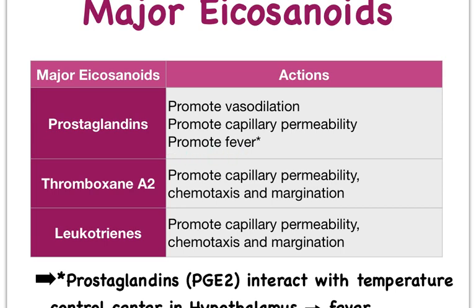As a matter of fact, a very common example of a prostaglandin is PGE2, because it actually communicates with the hypothalamus, more specifically the temperature center in the hypothalamus, such that when prostaglandins are released during inflammation, they can cause a fever. When we have an invasion of a pathogen, we often end up with a fever. So these are your three main eicosanoids: your prostaglandins, thromboxane A2, and the leukotrienes.